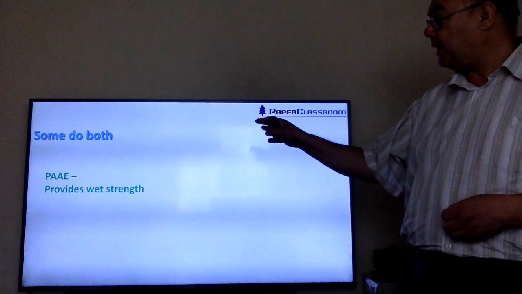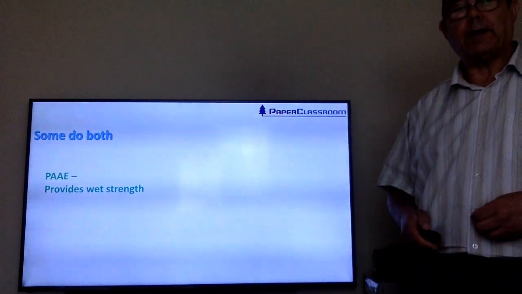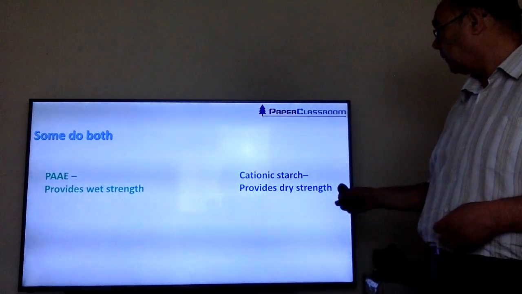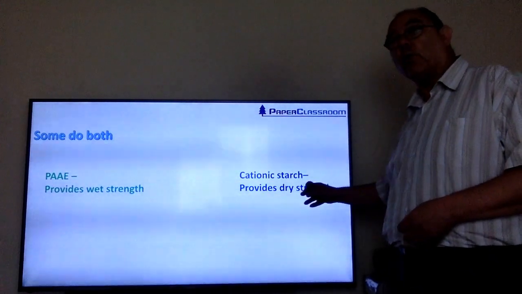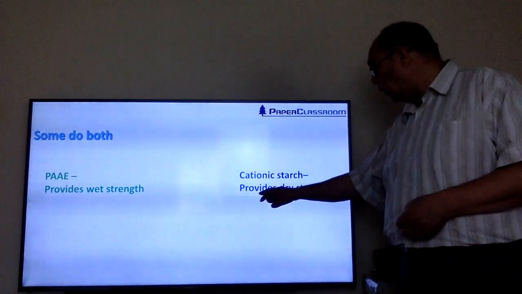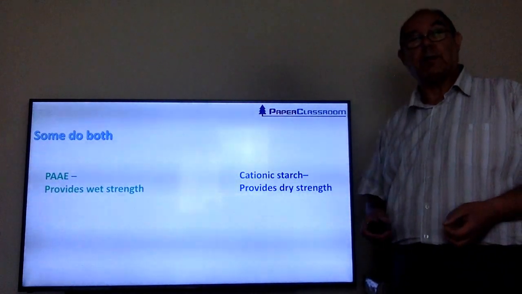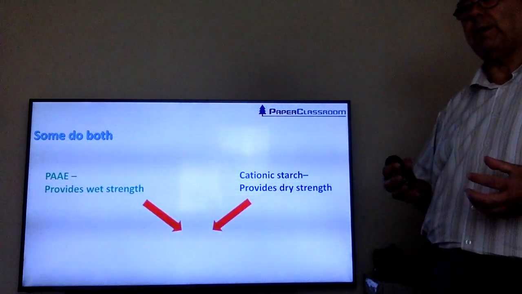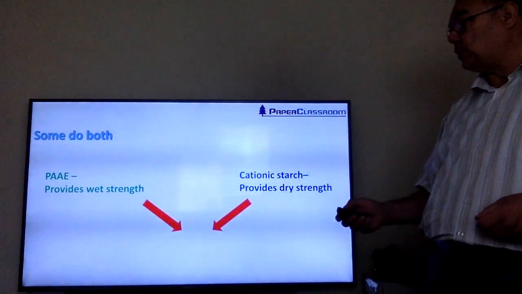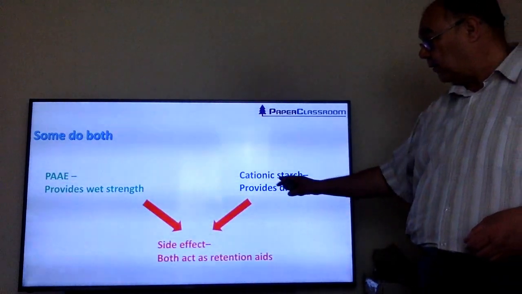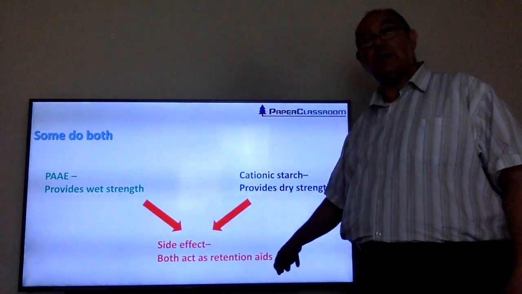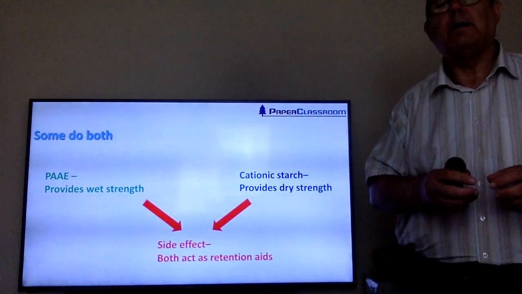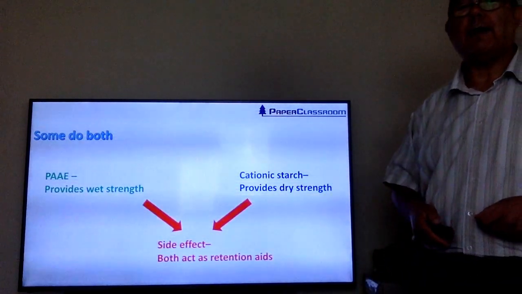Kymene, PAAE, provides wet strength. That's one of the most modern chemicals for producing wet strength. Cationic starch, very old traditional chemical now, we put that in to produce dry strength. Both of them are cationic. Both of them have strong positive charges, and therefore the side effect is they will act as retention aids. Because fibres are negatively charged, they will draw the fibre in and improve fibre retention.